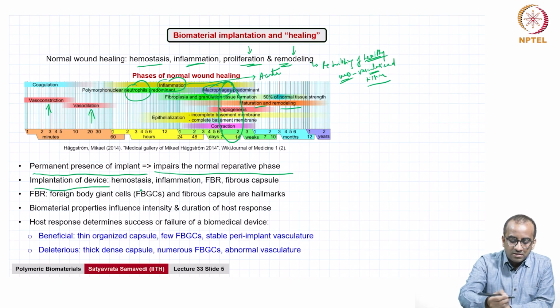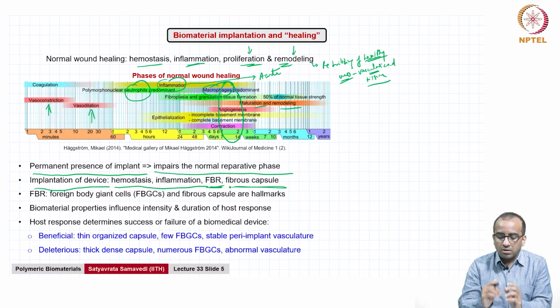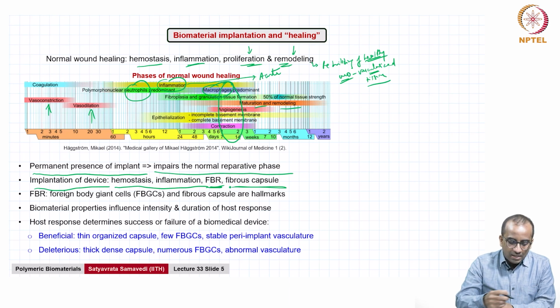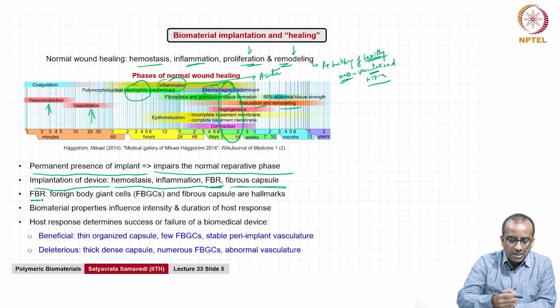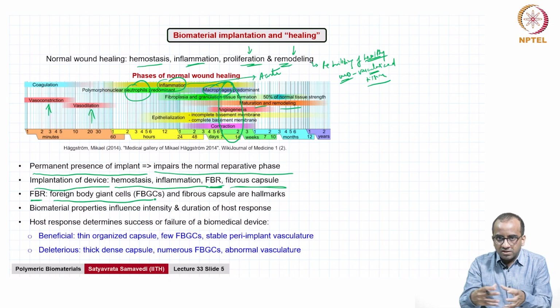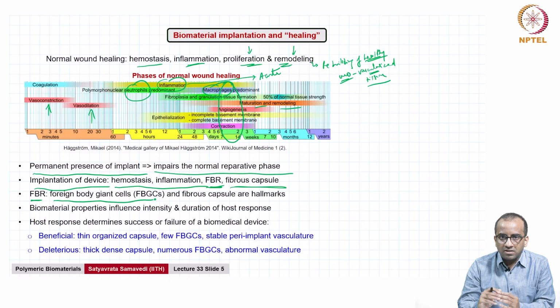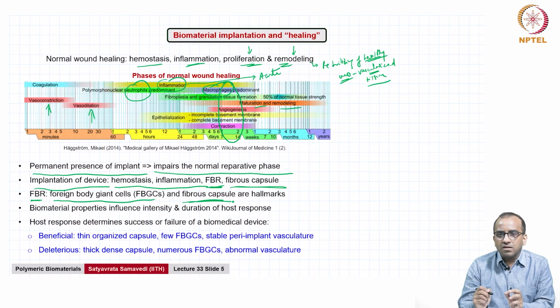So the implantation of the device, these two phases will begin, but then that eventually leads to the foreign body reaction and in many cases a fibrous capsule formation around the implant because of the presence of the implant in a continued manner within the body. And the foreign body reaction, as we've already said, the two hallmarks of foreign body reaction are: one is the presence of the foreign body giant cell, which are essentially macrophages that are fused together, and we will look at some mechanisms later in this lecture, as well as the fibrous capsule. So these two are classical hallmarks of the foreign body reaction to implanted biomaterials.